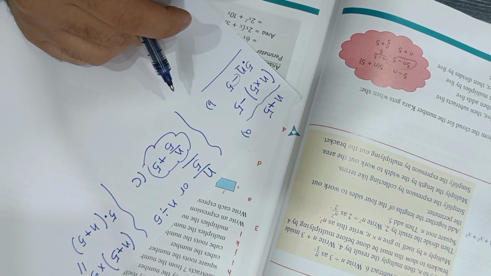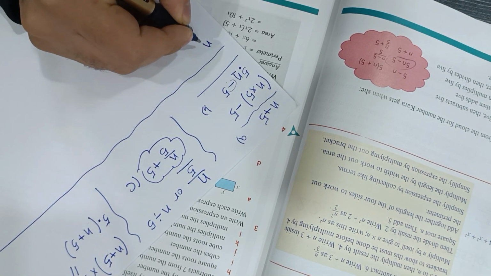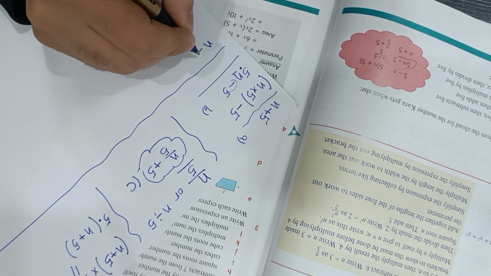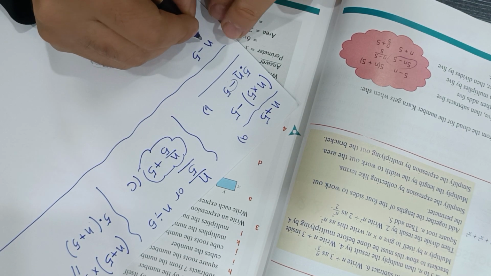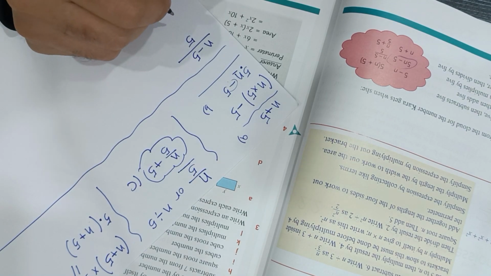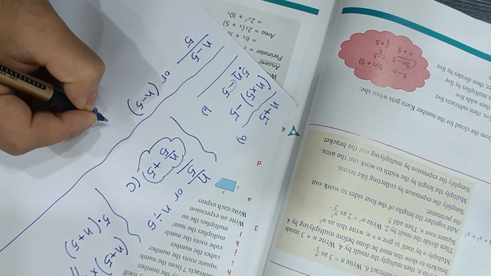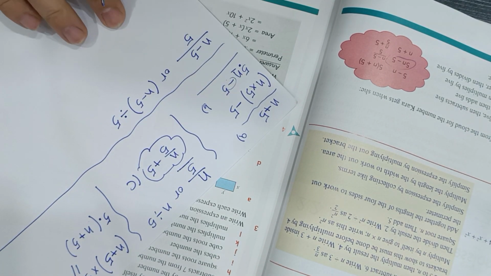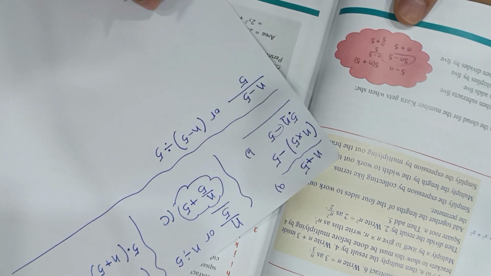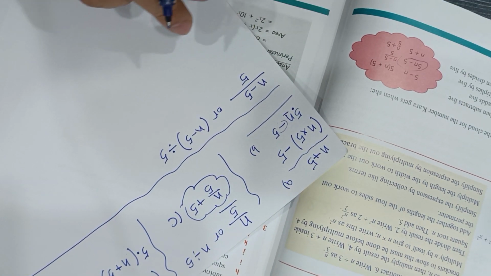E says subtract 5 from the number. Wait a second. Subtract 5 from the number. Be careful about this 'from'. Subtract 5 from the number, then divide by 5. You can write it like this, or n minus 5 all inside the bracket divided by 5. These two have the same meaning. And here it is given in fraction form: n minus 5 over 5.